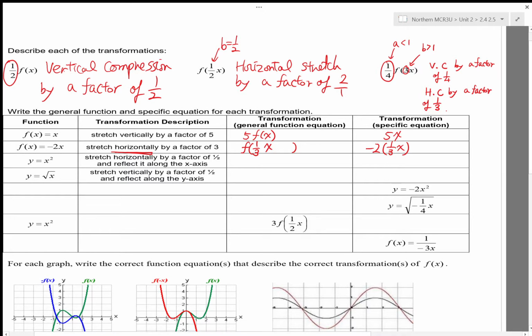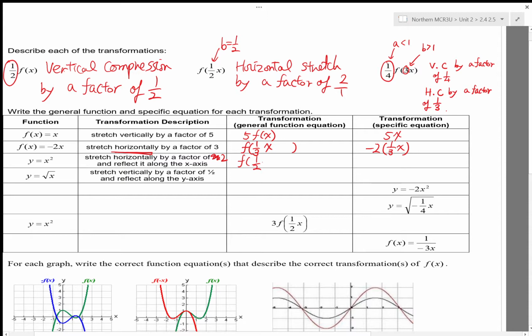Now let's take a look at the next one. It says stretch horizontally by a factor of 1 over 2. Well, this was supposed to be 2, not 1 over 2. So this is supposed to be 2. Okay, so that's a typo. So stretch horizontally by a factor of 2. Again, it's stretch, right? So the inside, the b value, is a reciprocal of what we have in the description. So 2, the reciprocal of it is 1 over 2.